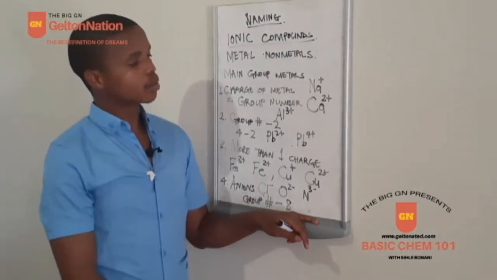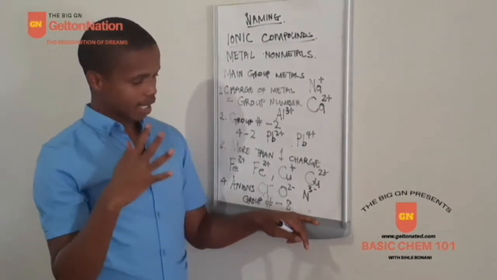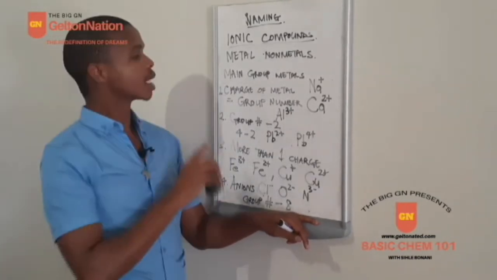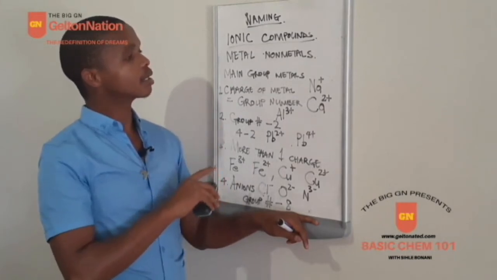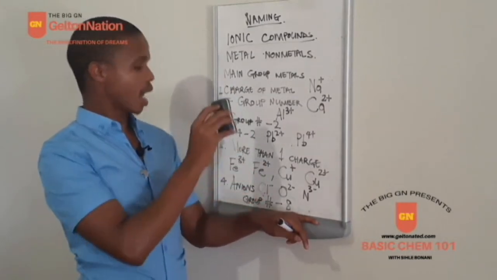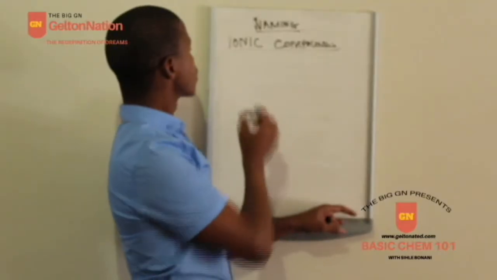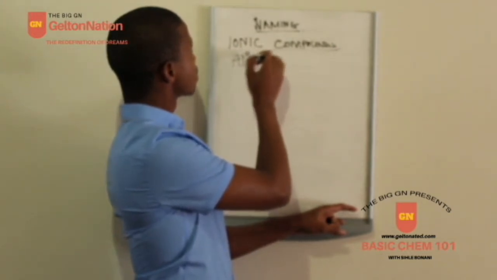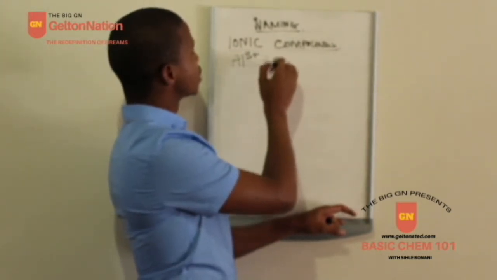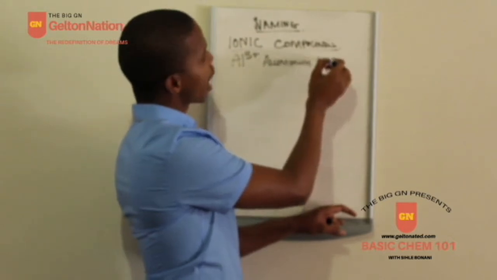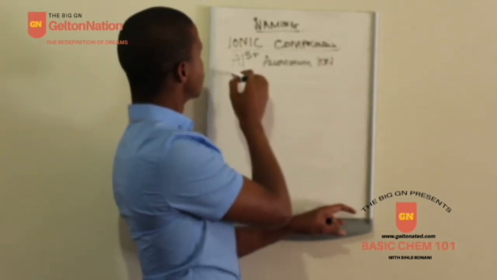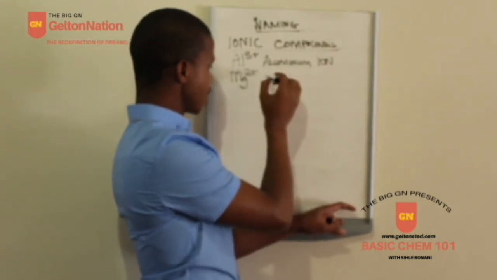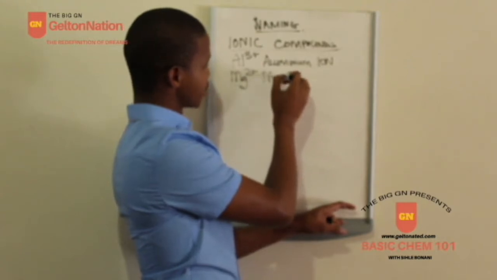So let's get to how you usually name your ions when you're going to name your actual ionic compound. So your metal, let's say your aluminium 3 plus, you usually call it your aluminum ion. Your magnesium 2 plus, you use its name, which is magnesium ion.